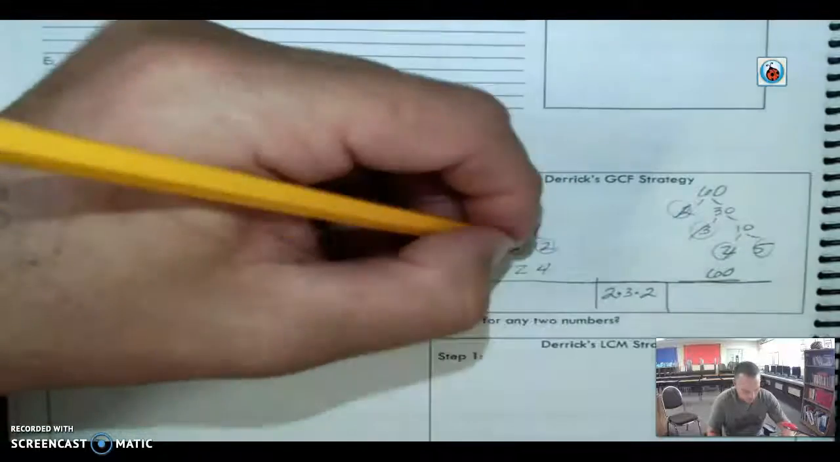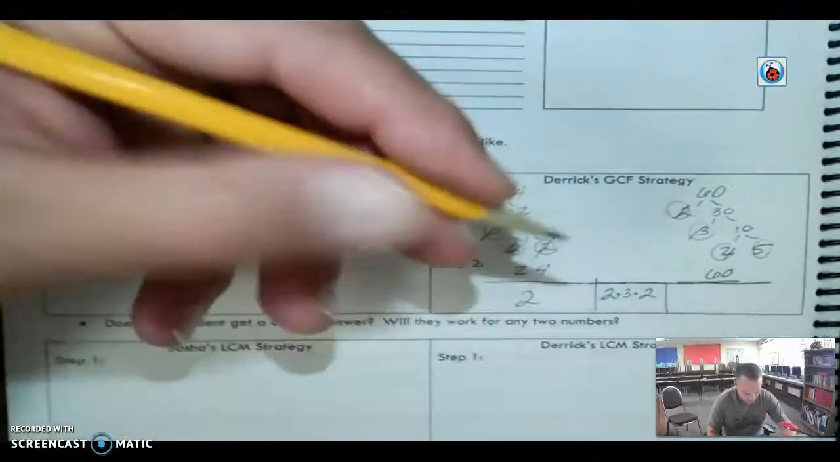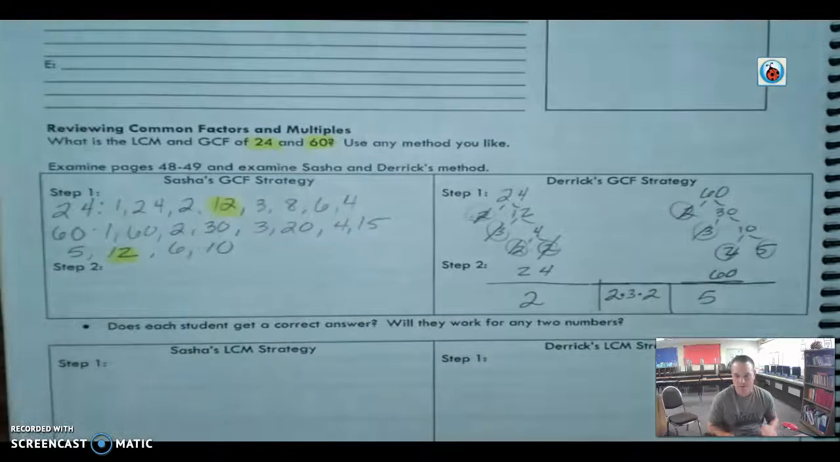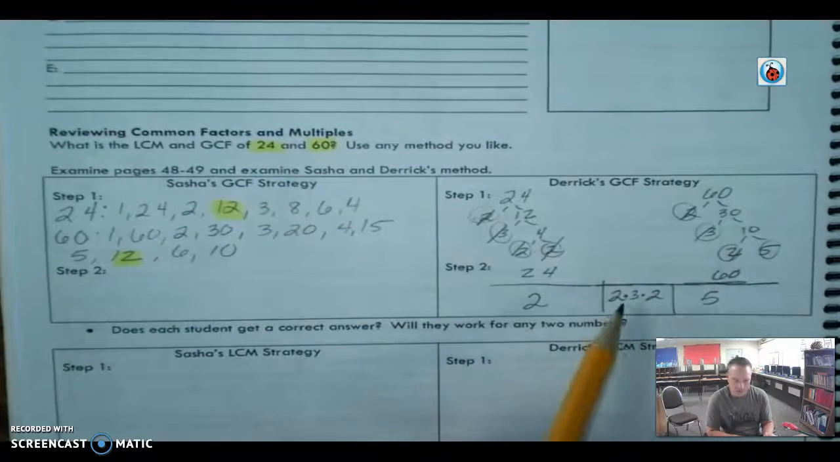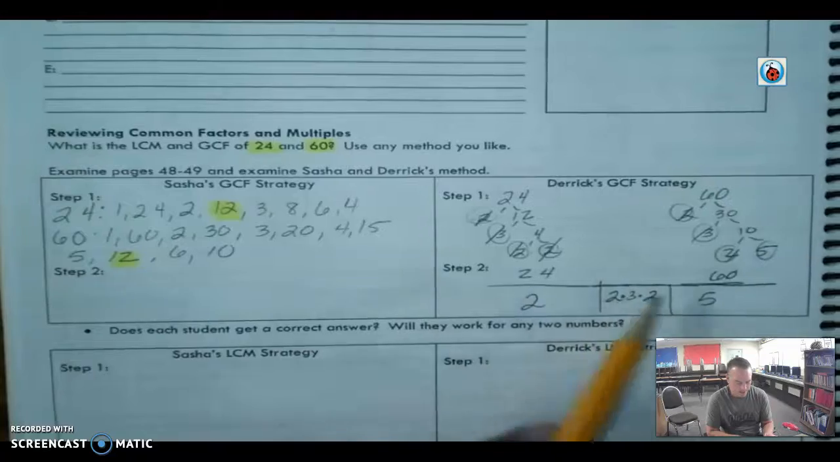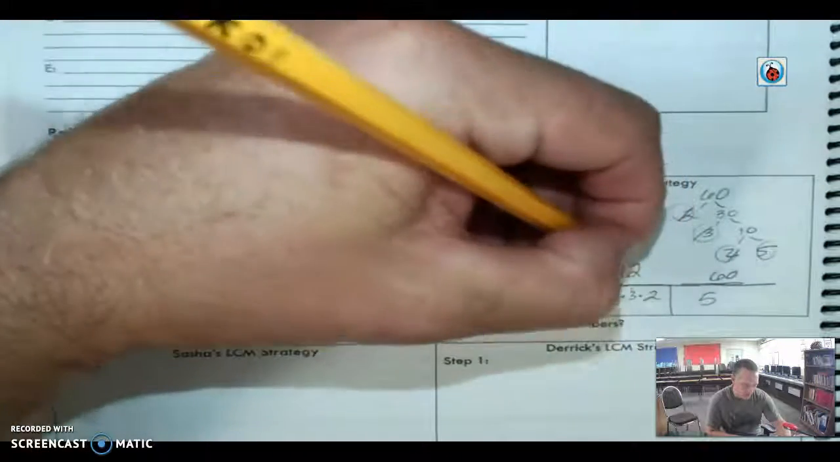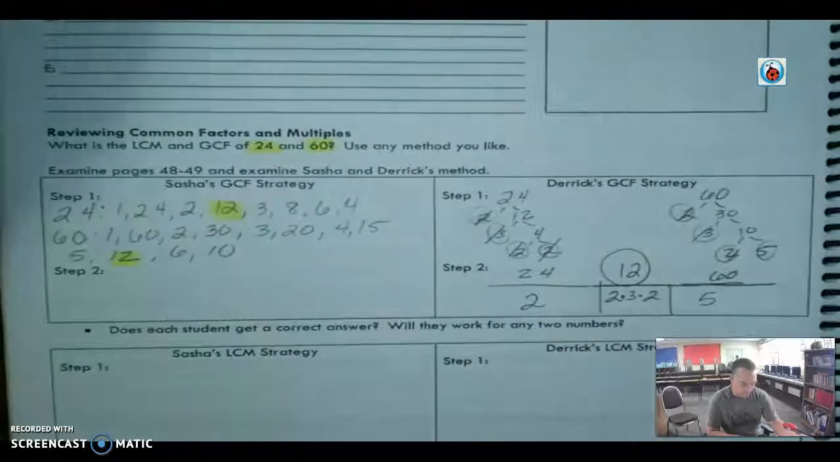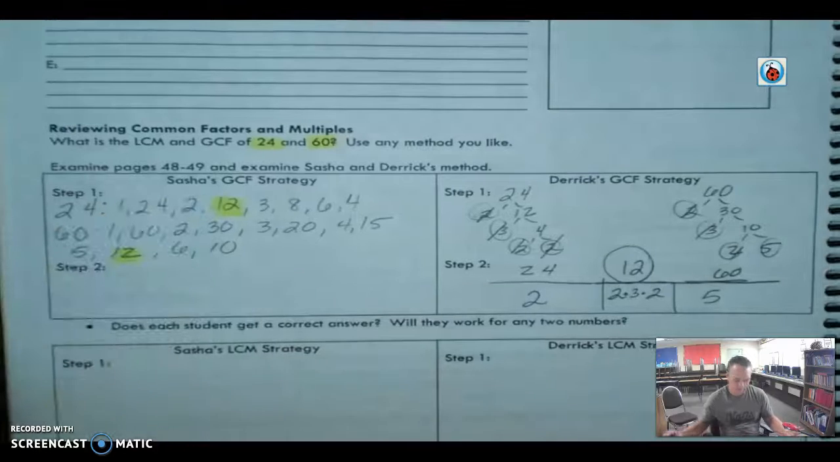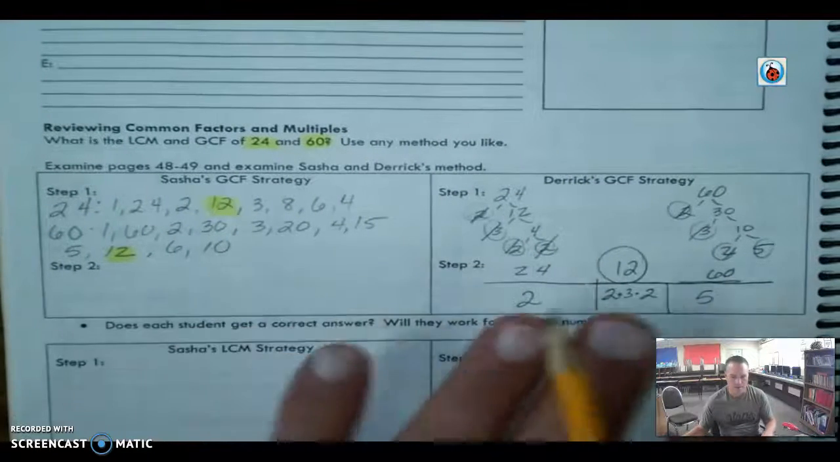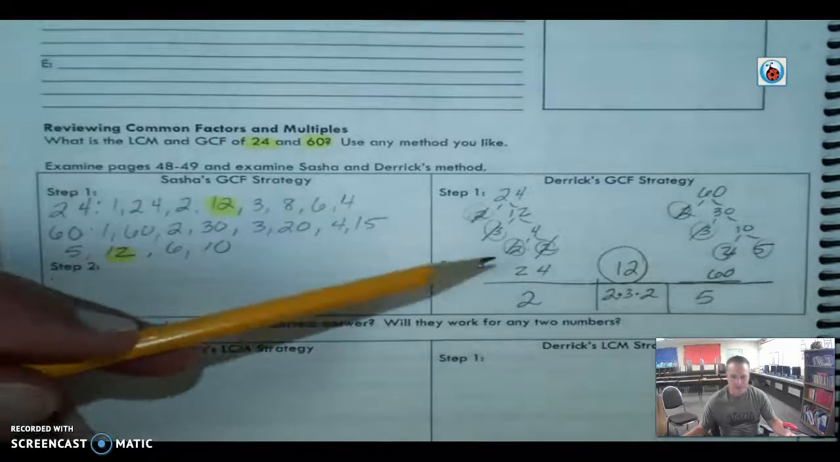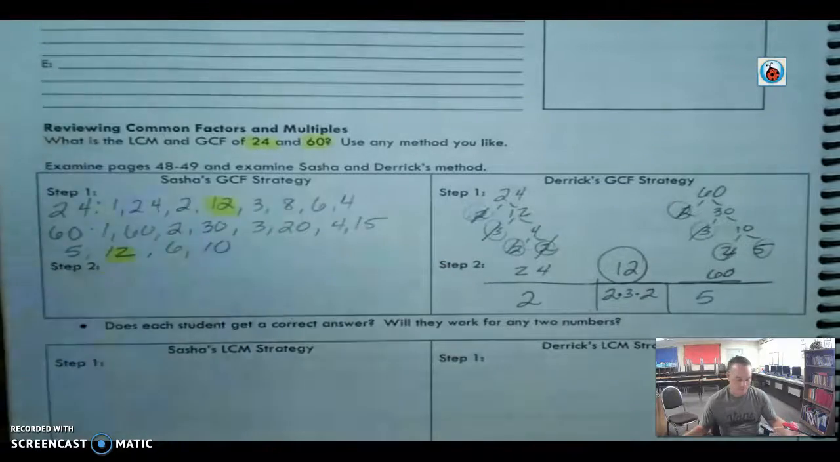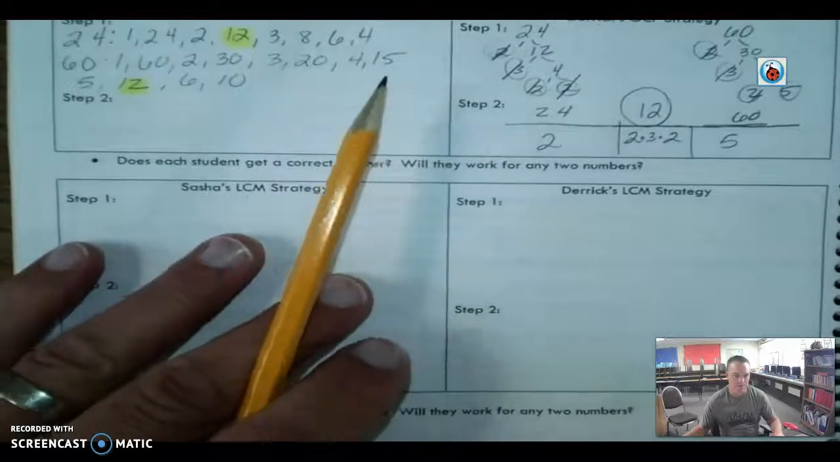What's left over for 24? Just this 2, so this goes right there. What's left over for 60? Just that 5. Okay, and so what you do in the middle here is you multiply 2 times 3 is 6, times 2 is 12. The GCF is 12. Okay, and you can see the same answers there. So that is how you do the GCF. List the factors this way, or use the prime factorization. I like the prime factorization way, and it leads into our next conversation.